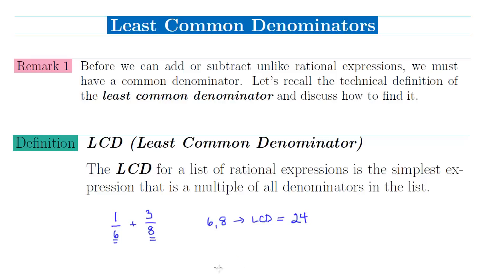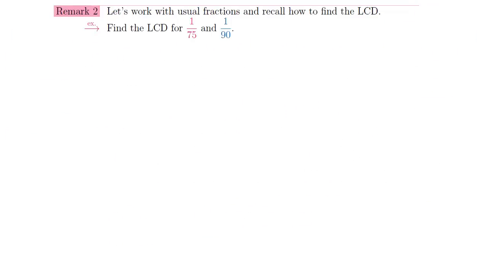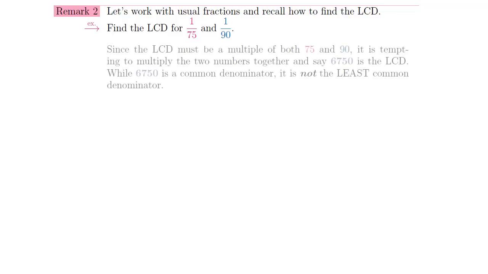Sometimes when you have smaller numbers, it's easy, but once we start adding variables and larger numbers, it gets a little more complicated. So let's take a look at a process that you can always follow to find least common denominators, whether you have numbers or variable expressions. We begin by taking a look at how to find the LCD for 1/75 and 1/90.